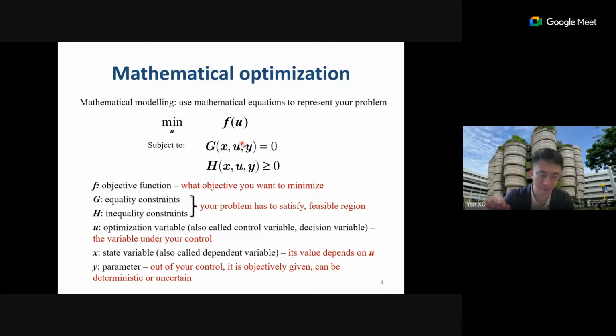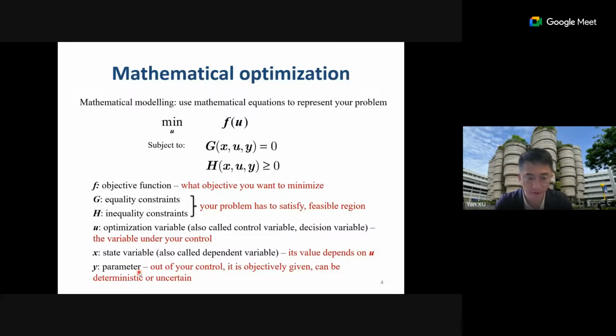We cannot set the branch power flow to be this value or that value. However, the value depends on how we dispatch the generators and the energy storage systems. That's why this variable is called a state or dependent variable. And last but not least, the Y is the so-called parameters. I remember I have also introduced this in the Energy Internet session.